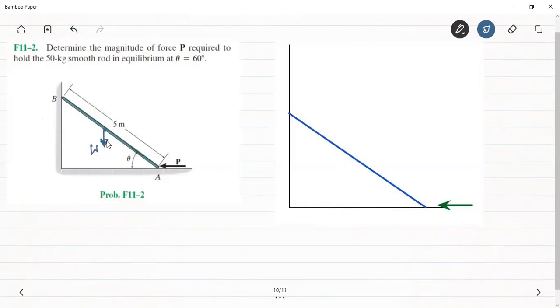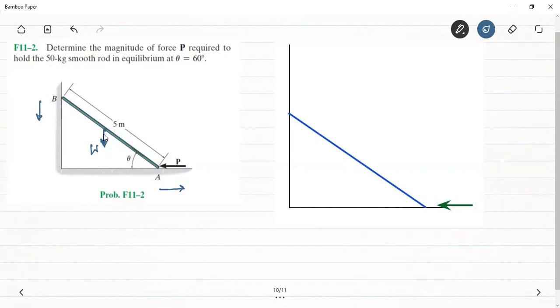On account of this weight, you can see that there is a tendency of the point A to move in this direction, that is towards right, and the contact point B will try to move in the vertically downward direction. So this is the tendency of the rod to move. It can slip at point A, and its point B will also come down.